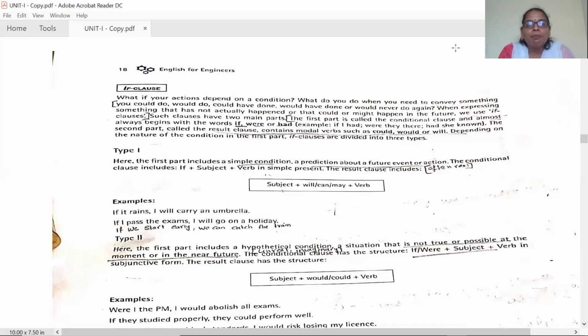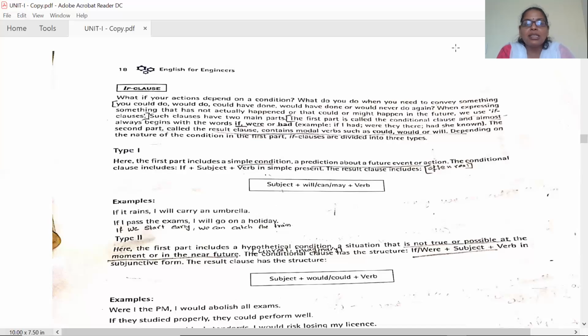In type 1, when you are talking about a simple condition or a prediction, meaning telling something about the future, a future event or action, then you take help of this type 1. In very simple words, it may not be real, but often it may become real. Often means when you can predict a future event, that time you can use this type 1 conditional clause.